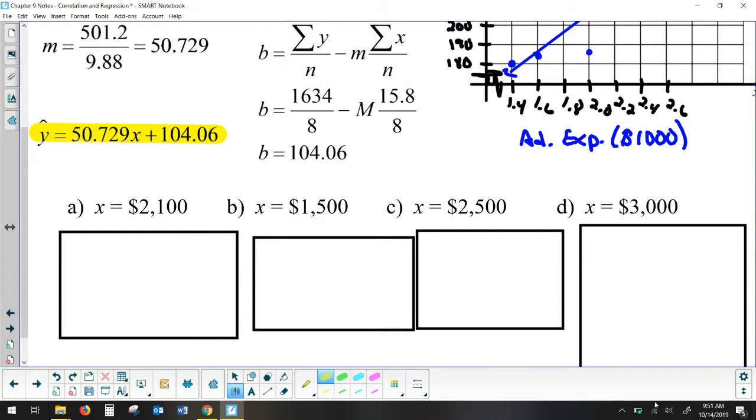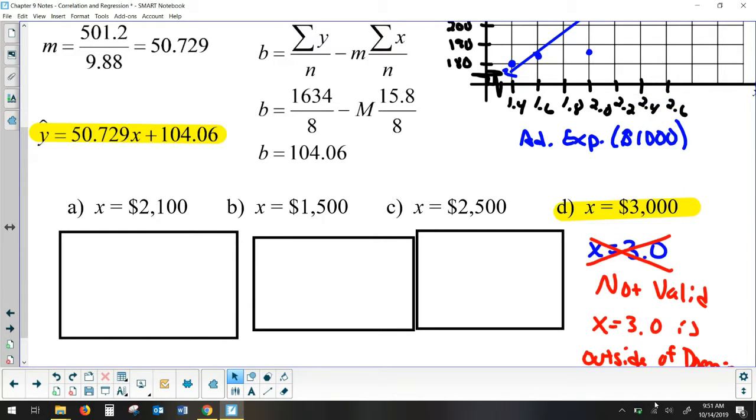We got 2,100. Yep, falls right there. 1,500 falls there. 2,500. Perfect. 3,000 is way too much. It is not in our domain, so we cannot predict it. So you don't even have to calculate it. It's outside of your domain.